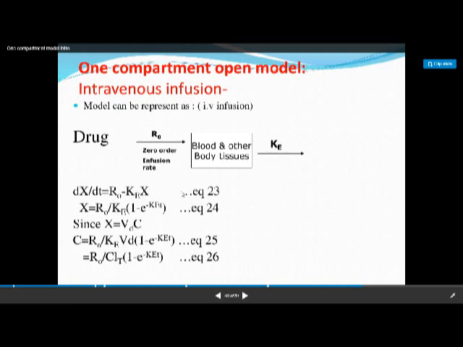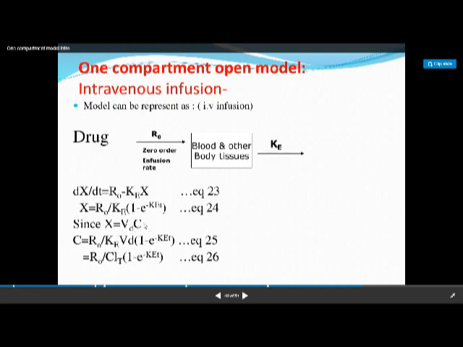If we name this equation 23, then by integrating and rearranging it, we get x equals R0 upon Ke multiplied by 1 minus e raised to minus Ke t. We can see this equation is mono exponential. But we know that x is equal to Vd times C, the apparent volume of distribution multiplied by the concentration.